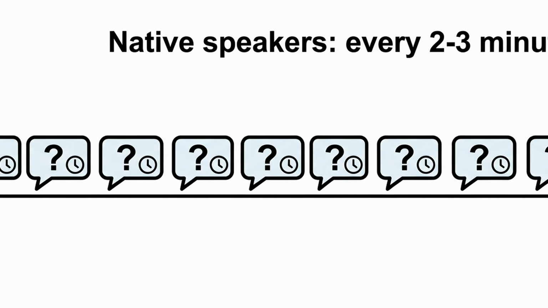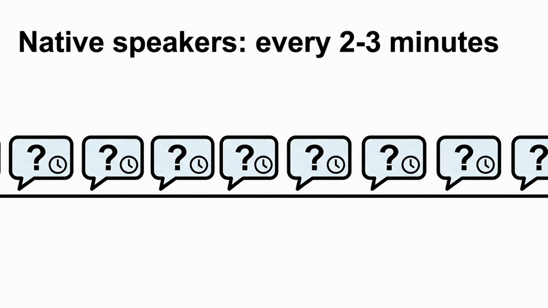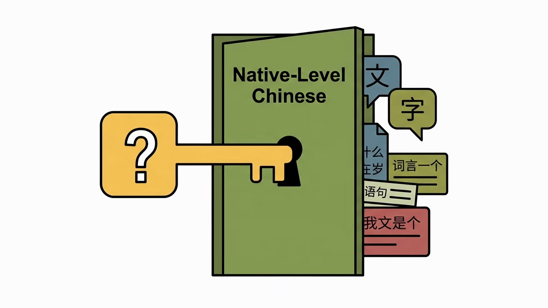There's a word in Chinese that has no direct equivalent in English. Native speakers use it roughly every 2 to 3 minutes, but textbooks don't teach it until chapter 15. It's the single word that unlocks native level Chinese.